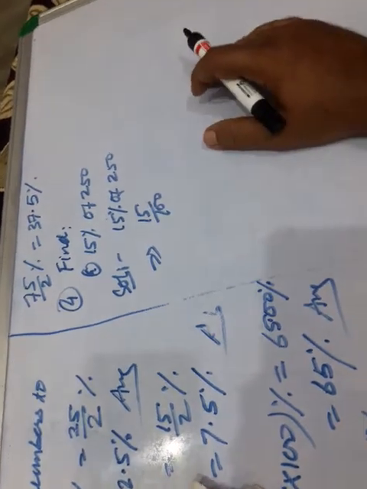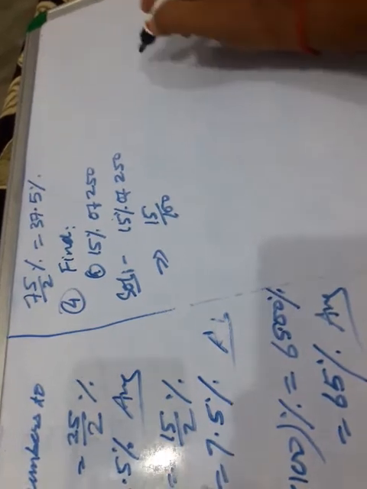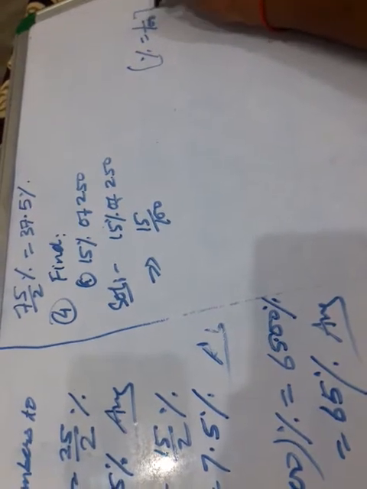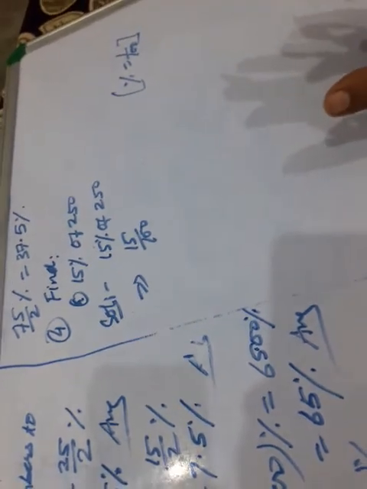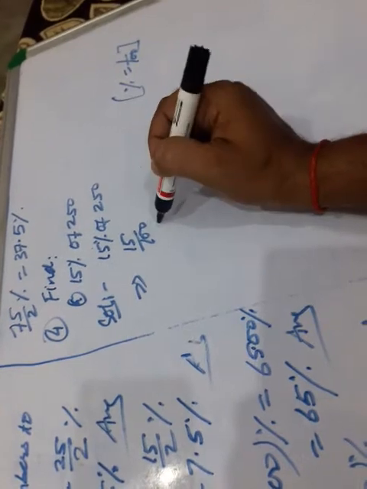What is percent? Percent is a fraction with 100 as its denominator. Because the percent symbol means 1 upon 100. Okay children? Percent symbol means 1 upon 100. You always keep this fact in mind. Clear? So 15% means 15 upon 100.